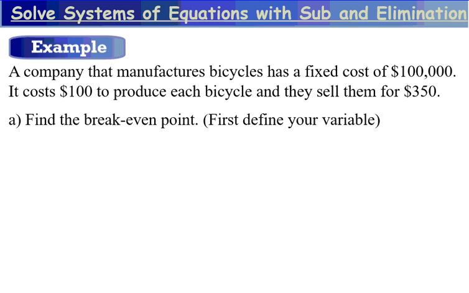So let's say a company makes bikes, has a fixed cost of $100,000. That's all the startup and the overhead and things like that. Costs them $100 to make each bike, and then they sell them for $350. Find the break-even point. So first we should define our variable. X is equal to the number of bikes.